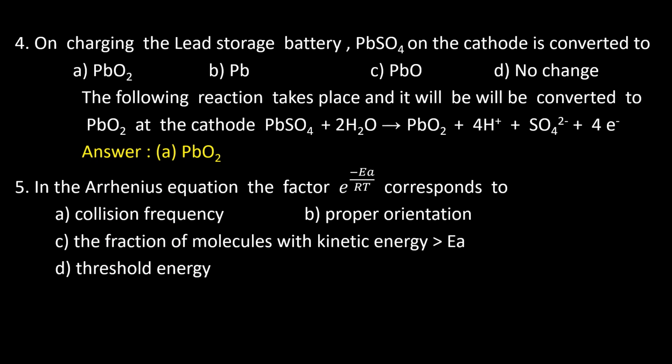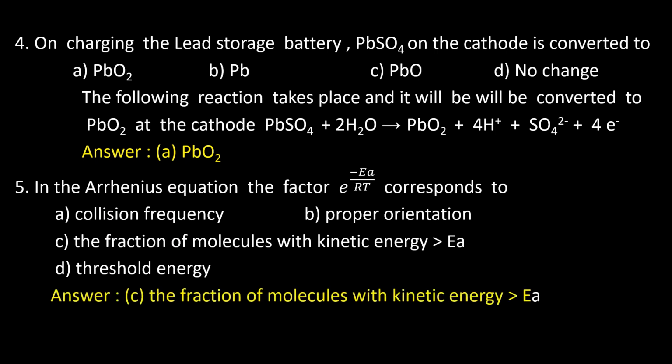Ea is the energy of activation, R is the universal gas constant, T is the temperature. So here the first option is collision frequency, that is not in the expression, and the second option proper orientation P, that is also not in the expression. The only thing is the third option, that is the fraction of molecules with the kinetic energy greater than Ea, which is what is represented by the given expression. Therefore the correct option is C option, the fraction of molecules with the kinetic energy more than Ea.